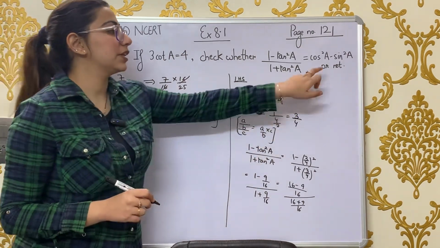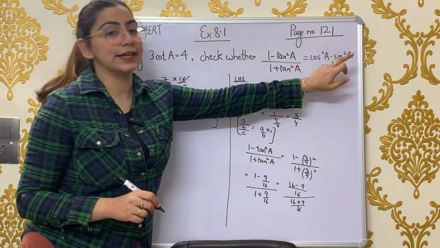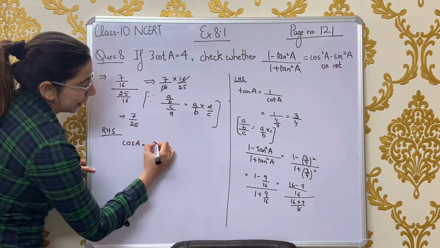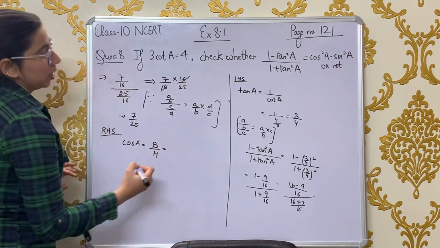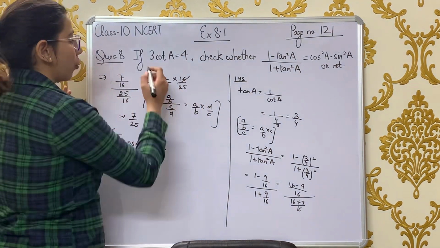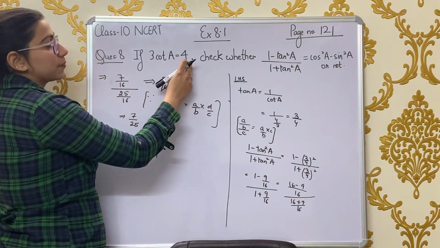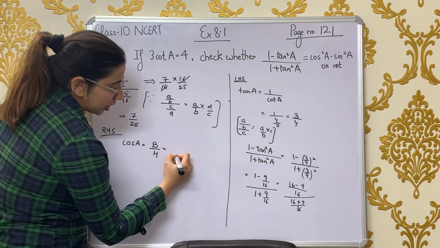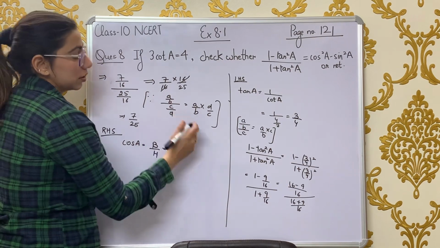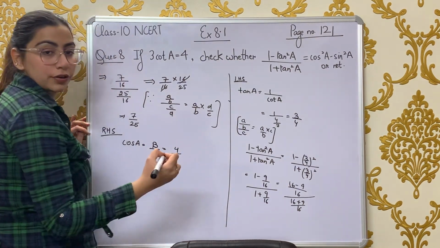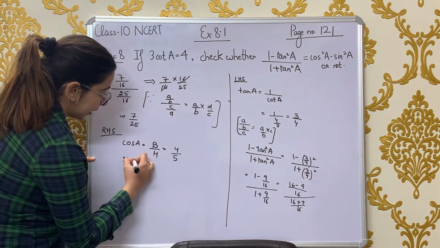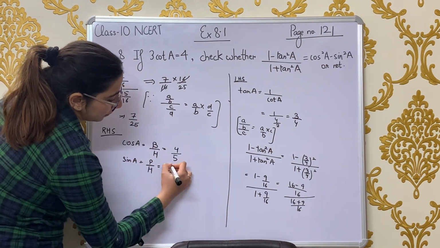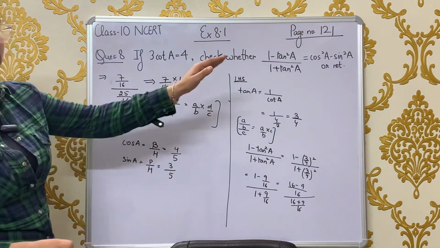For RHS, we need the values of cos A and sin A. Now cos A is equal to base by hypotenuse. We have the value of cot A equal to 4 by 3, which is base by perpendicular, and hypotenuse we calculated as 5. So 5 is our hypotenuse and base is 4. Similarly, sin A is equal to perpendicular by hypotenuse. So hypotenuse is 5 and perpendicular is 3. Now let's put the values.